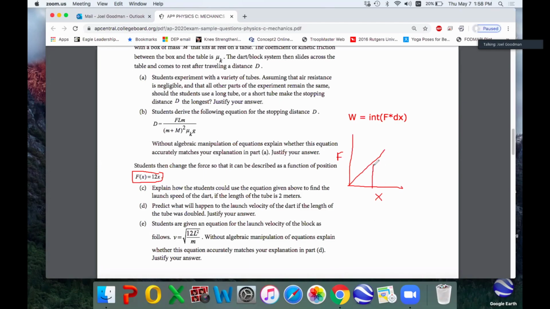Maybe I'm only going to here for 2 meters. Then this area is going to be that force, which would be 12x, right? It would be 12 times 2, divided by 2 to give you the area. But what are we trying to solve for? We're not trying to solve for the work, are we? Well, set that equal to 1/2 mv squared. There you go. So we're going to have to set this equal to 1/2 mv squared. So the work would be equal to, and I had that before, right? So this wasn't too bad.